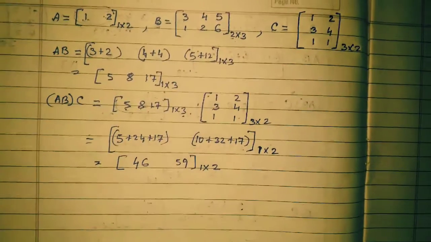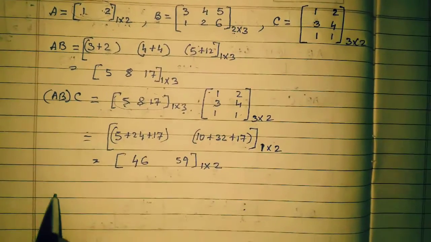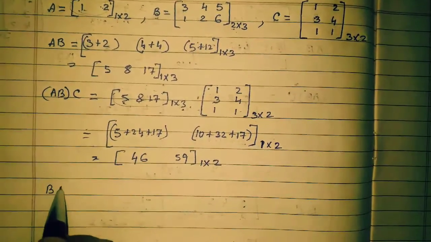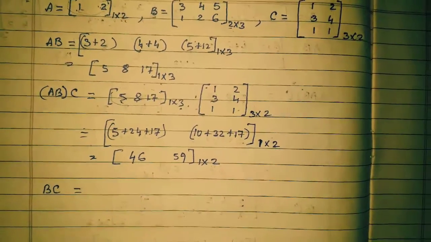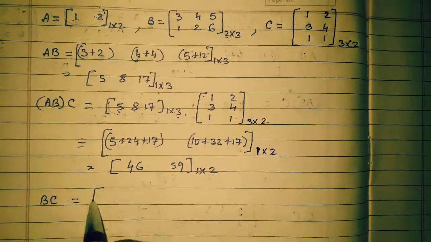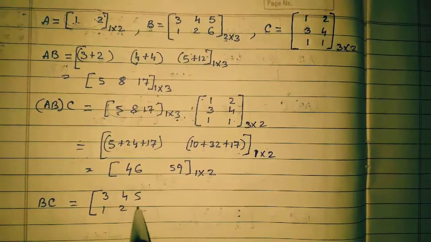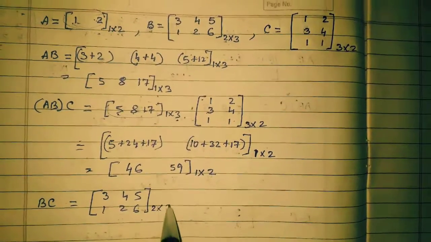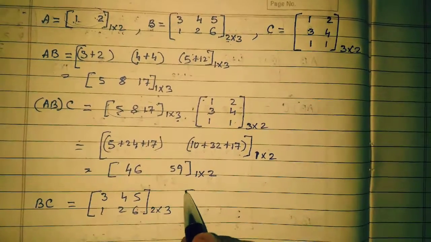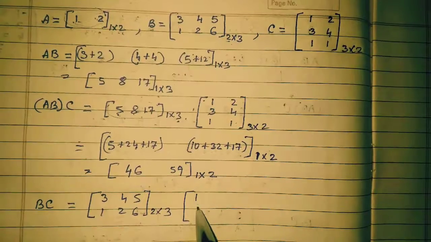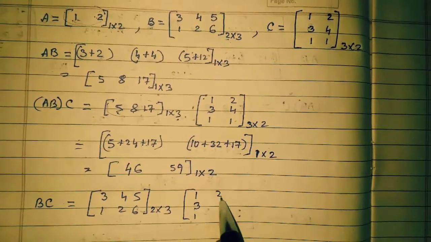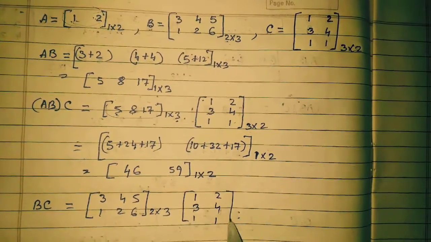Now students will follow here. If you multiply BC first, what is B here? B is given as 3, 4, 5 and 1, 2, 6. That is a 2 into 3 order. And C is given as 1, 3, 1, 2, 4 and 1. That is a 3 into 2 order.